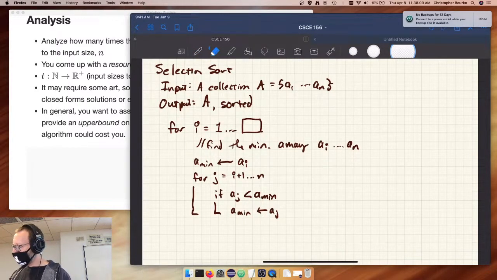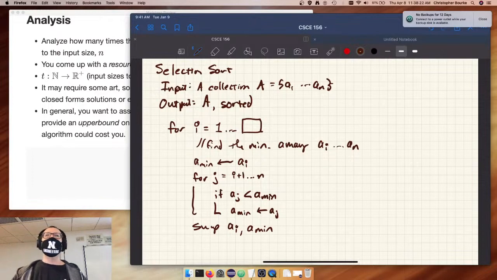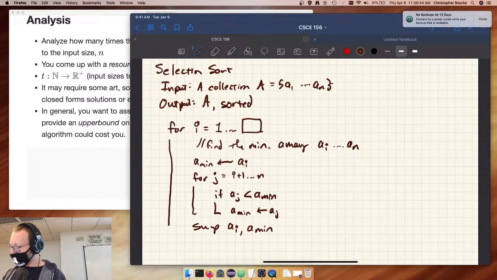Okay. Once I've found the minimum, I swap. Oops, I didn't mean to do that. I swap a sub i and a sub min. Nice use of plain English there. If you were to actually do this, you'd have to have at least 3 lines maybe. A temporary variable to take one, then you put one into the other, and then you put the temporary variable back into the original variable, or the second variable, right? That's details that don't matter, right? Just swap them, okay? And at that point, I am done.